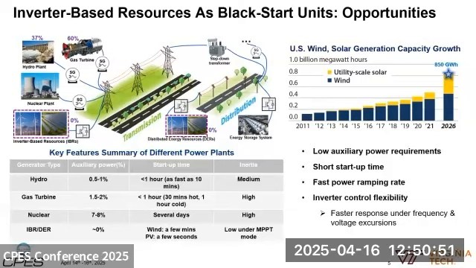And with the ongoing integration of renewable energy resources, US wind and solar generation capacity is predicted to hit a very high volume in 2026. And this introduces new opportunities associated with black start restoration. This table summarizes the key features of different power plants, which shows the advantages of operating renewable energy resources as black start units. They require almost 0% auxiliary power and have very short startup time. Besides, they offer a faster power ramping rate, which can speed up the grid restoration with rapid load pickup. And also grid-tied power electronic inverters can be controlled with great flexibility, allowing IBRs to respond faster under frequency and voltage excursions compared to SGs, usually within a few seconds.